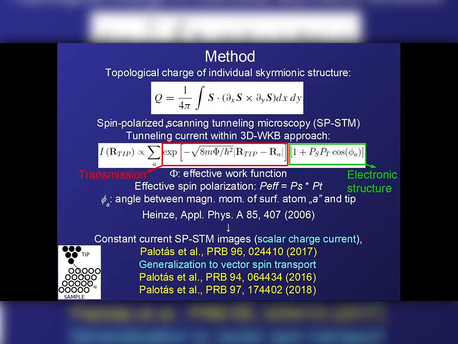With the well-known formula here. And we can also calculate their spin-polarized STM images using this tunneling current formula, where we have a transmission function and some electronic structure component here. So this corresponds to a scalar charge current, and we also generalize this electron transport theory to include vector spin transport in a consistent way together with the charge current.